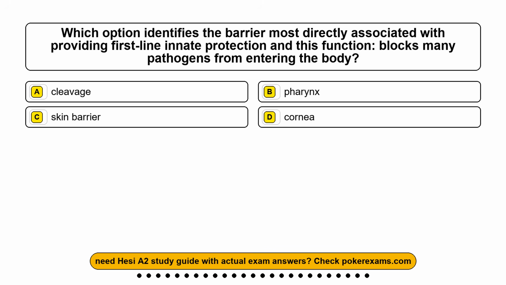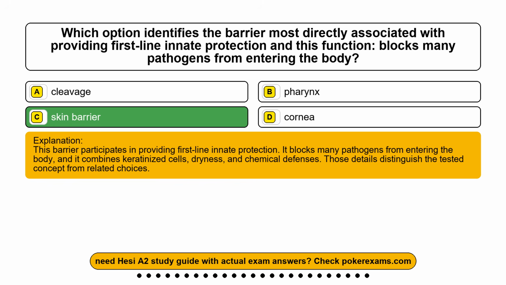Question 3. Which option identifies the barrier most directly associated with providing first-line innate protection, and this function blocks many pathogens from entering the body? Option A, cleavage. Option B, pharynx. Option C, skin barrier. Option D, cornea. The correct answer is option C, skin barrier.